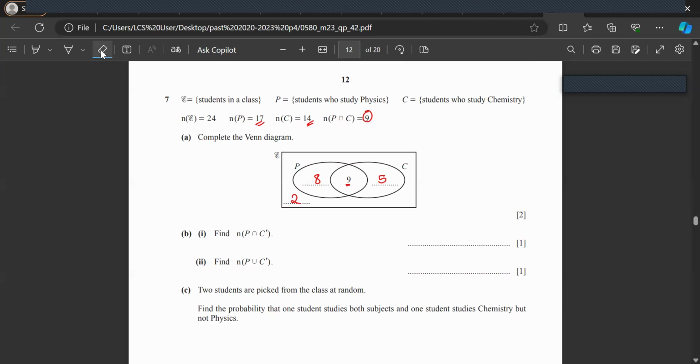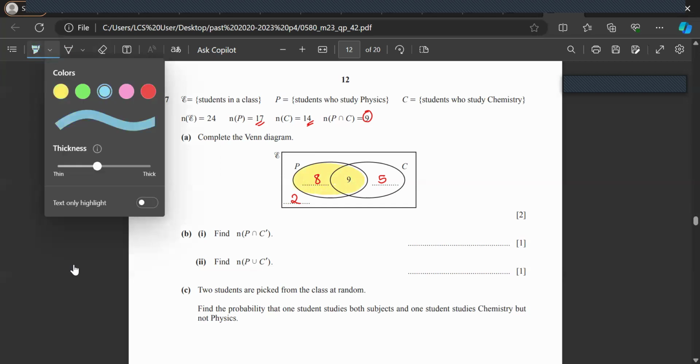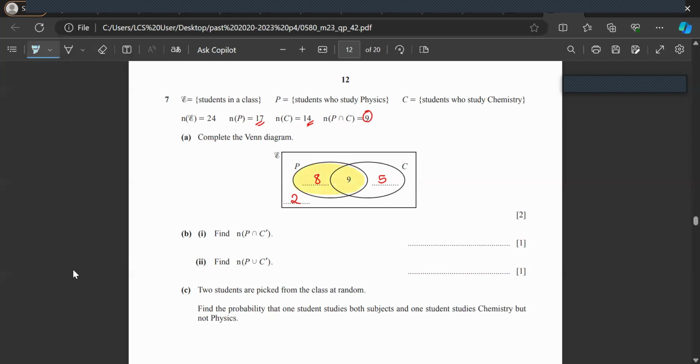You see, all of this is B. Look here, I'm going to do it like this. All of this is B, highlighted in red and yellow. Okay? Where is B dash? I'm going to highlight it with another color. B dash means outside B.